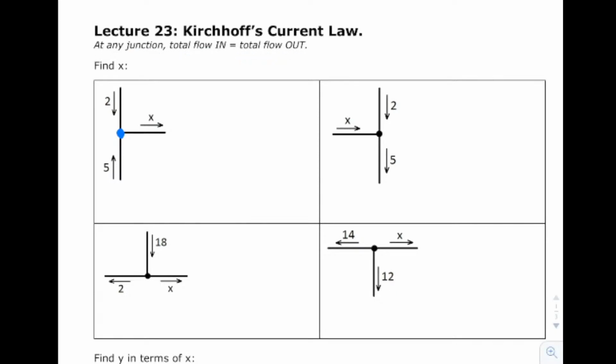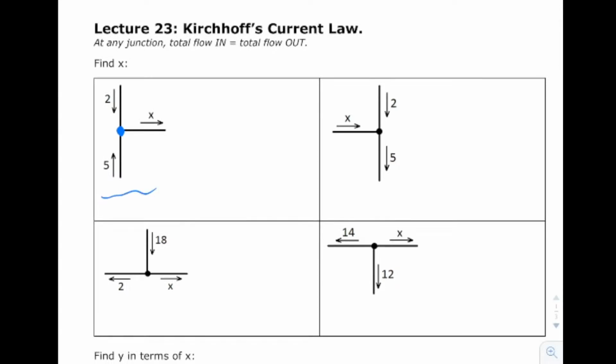So, with that as our basic idea, what goes in must go out, we can do things like, here's a nice little junction. So what is this current X that we've got here? Well, I'm going to do it the official way. I'm going to say what goes in is the same as what goes out. This is the official math way.